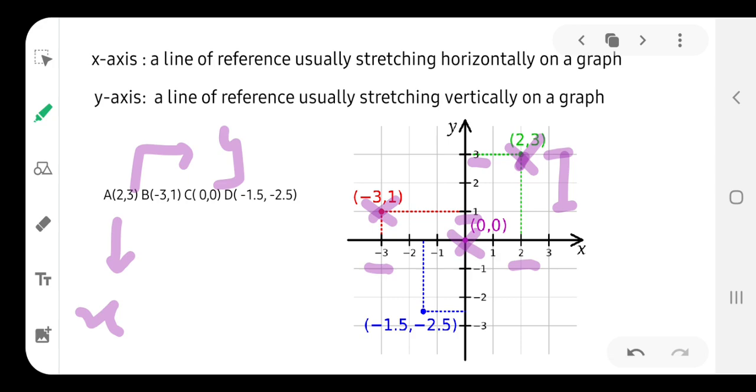And in the last ordered pair, both of the values are negative, so it will lie in the third quadrant like this. Okay, so all of the values have been plotted on the graph. This is all for today.